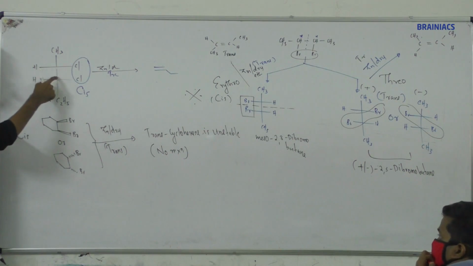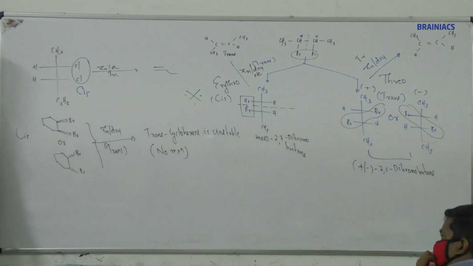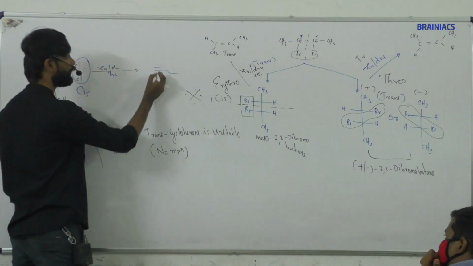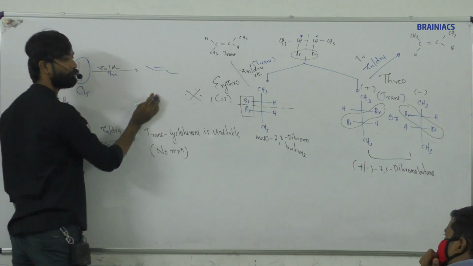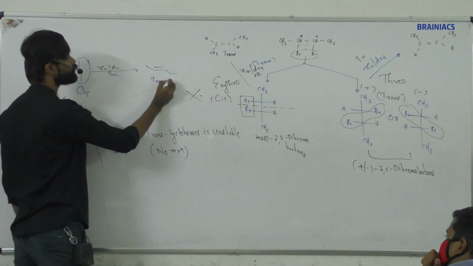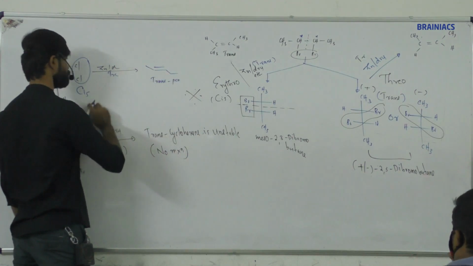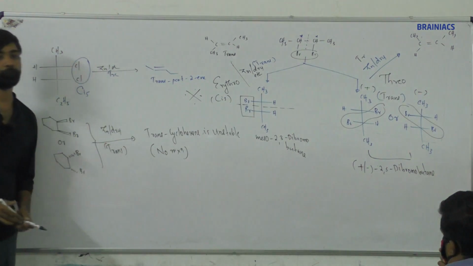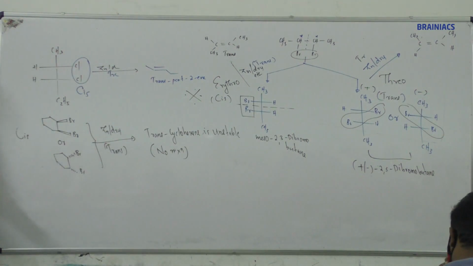CH3, CH double bond CH, CH2, CH3, trans-pentene. Trans will be like this. Cis, trans, fine. Trans-pentene. Okay. Fine. You can copy that.